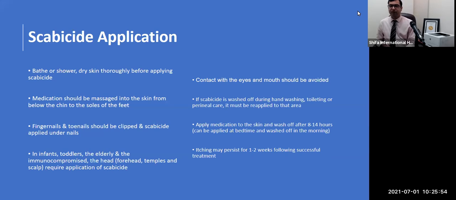Basic precautions: apply after having a shower and drying the skin. Then massage the medication into the skin. Now, in adults, we usually say under the chin, but in old people, senior citizens, young children, toddlers, and the immunosuppressed, we usually say involve the whole body. My practice is actually to tell them to leave the eye area and apply elsewhere, and obviously avoid the nose. So avoid this triangle, and then apply everywhere else.